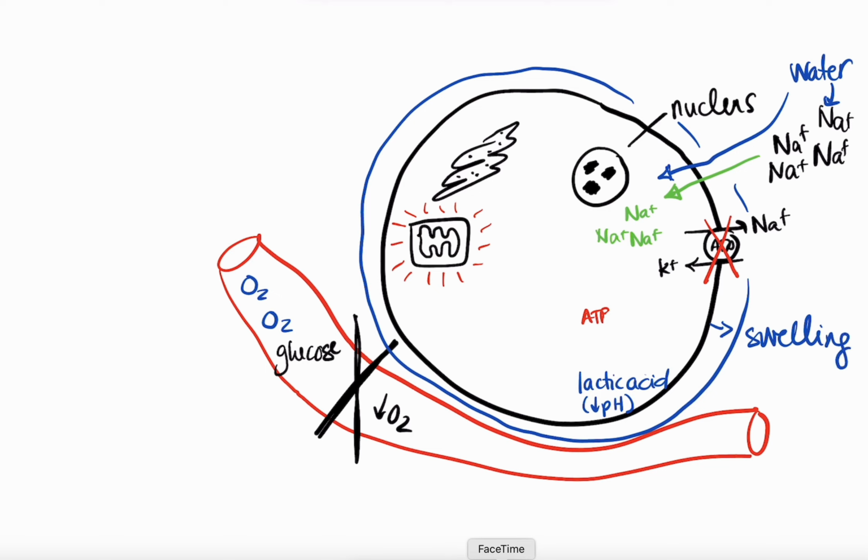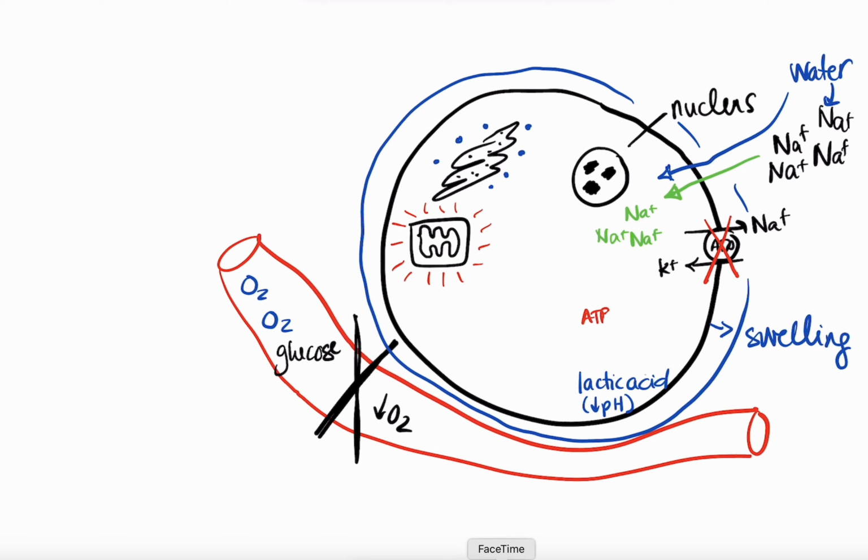This fluid can move into the organelles as well. We can see swelling of the mitochondria. Really importantly, these ribosomes actually float off of the swollen endoplasmic reticulum, which decreases our ability to make new proteins, which is going to be really critical, especially as the cell is under stress.